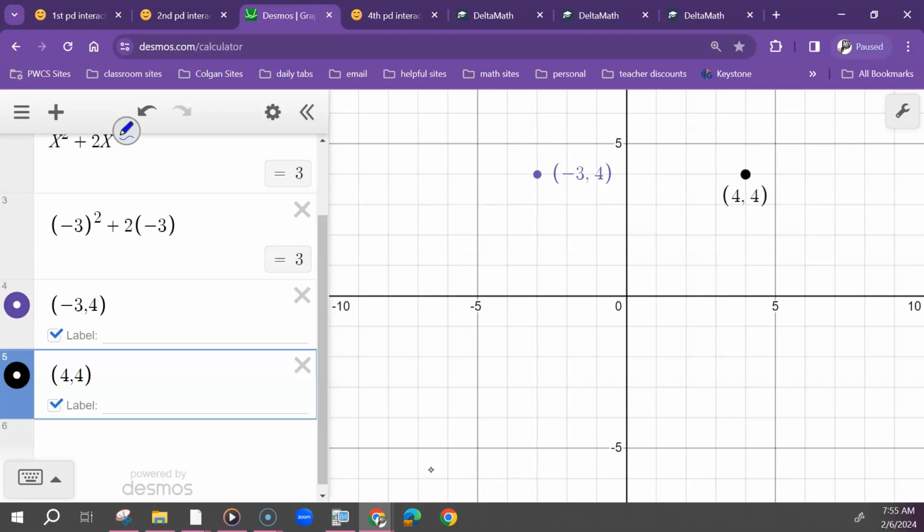So for the slope, if you were to put both of these in, these fall on the same line. So if I were to count the rise, there is none. There is a run though. So the slope of this would be 0 over 7, which would just be 0.